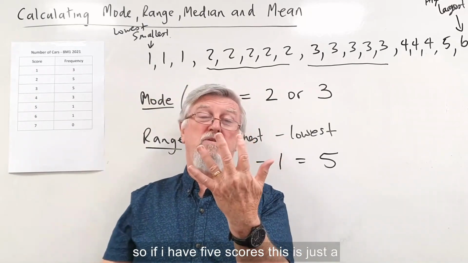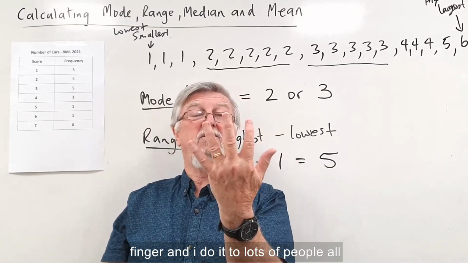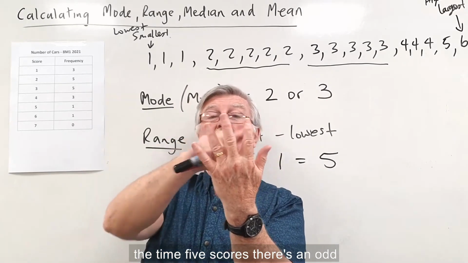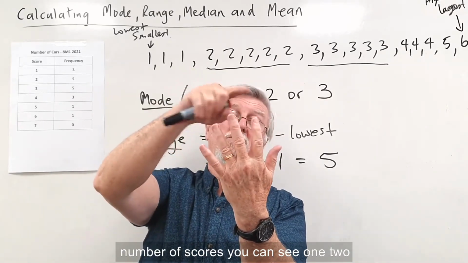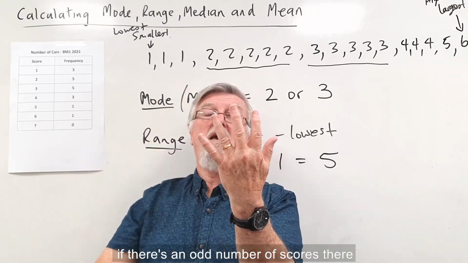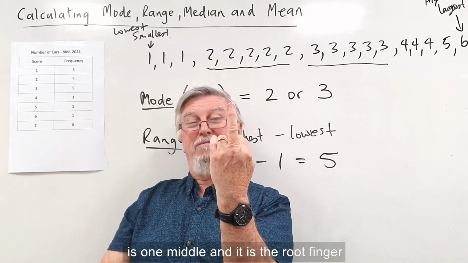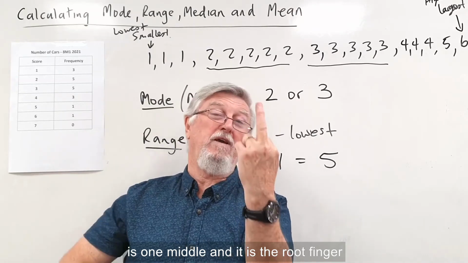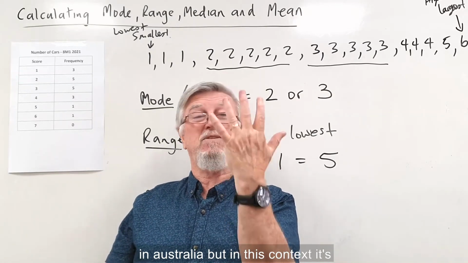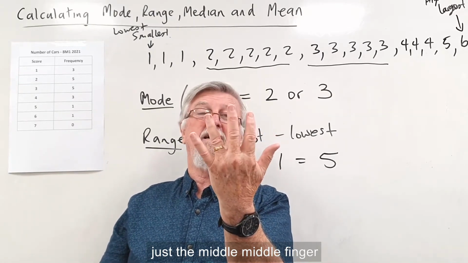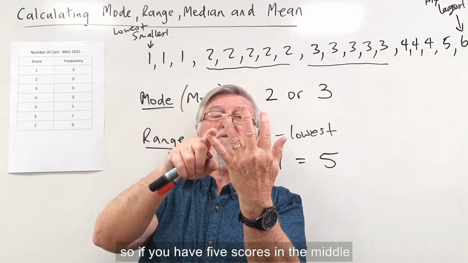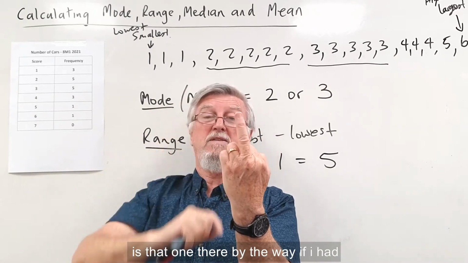So if I have 5 scores, this is just a finger, and I do it to lots of people all the time. 5 scores, there's an odd number of scores. You can see 1, 2, 3, 4, 5. If there's an odd number of scores, there is 1 middle. And it is the root finger in Australia, but in this context, it's just the middle finger. So if you have 5 scores, the middle is that one there.